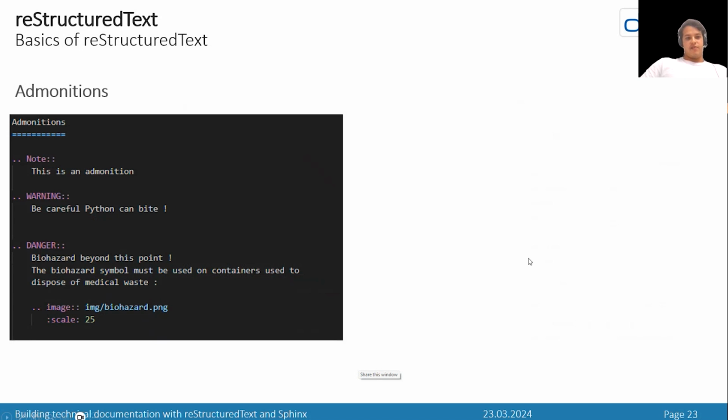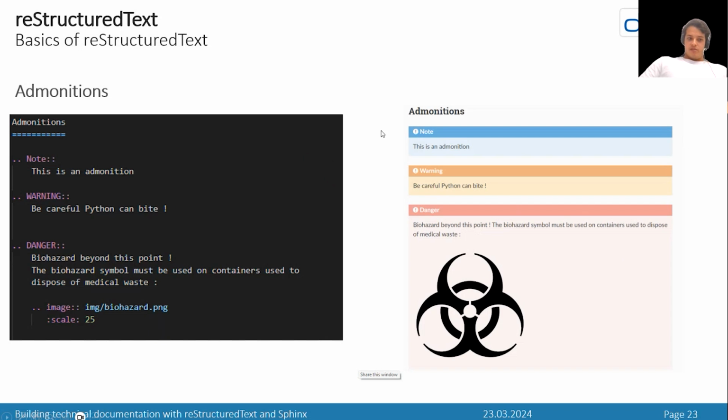Then we have admonitions. I quickly mentioned admonitions at the beginning. Admonitions are directives that allow displaying text in a specific way to attract the end user's attention. In this example, we have note, warning, and danger admonitions. And here is what we get as a result. The note attracts attention, then warning, and we have danger in red.